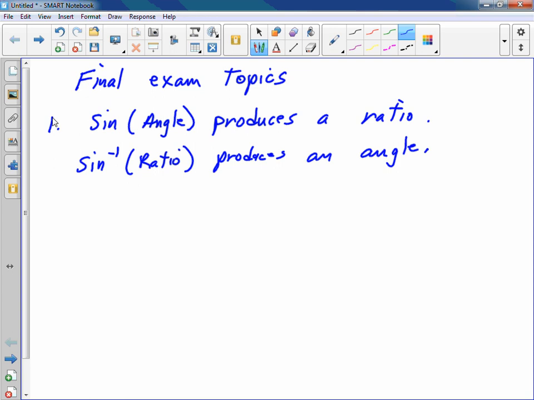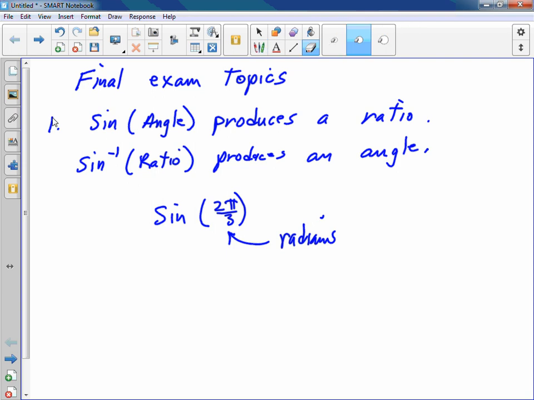Sometimes we get that mixed up and we try to take the sine of some angle and we think, oh, that's a ratio, but it's not. That might be an angle in radians. And we get goofed up. Don't do it. We're fine. That's an angle in radians. It's not a ratio. It produces a ratio. Okay? So just keep those straight.